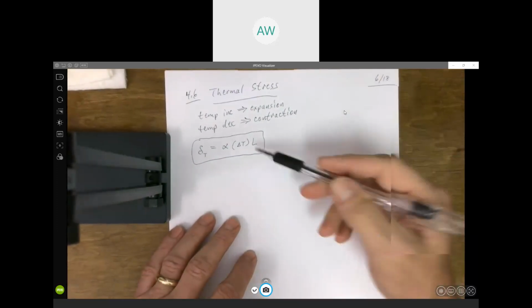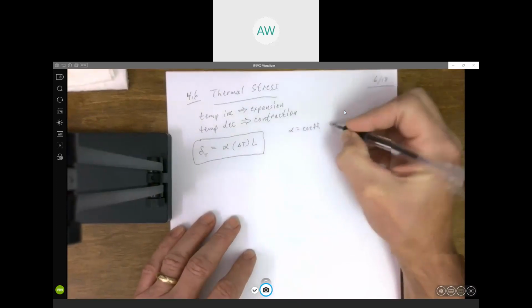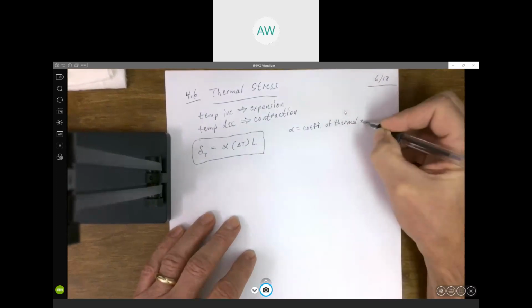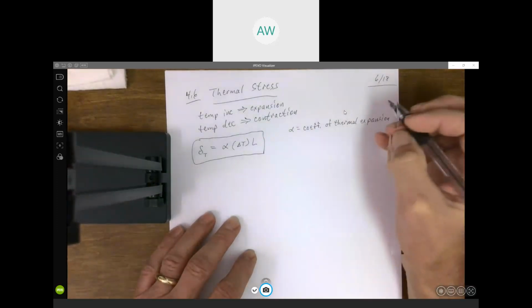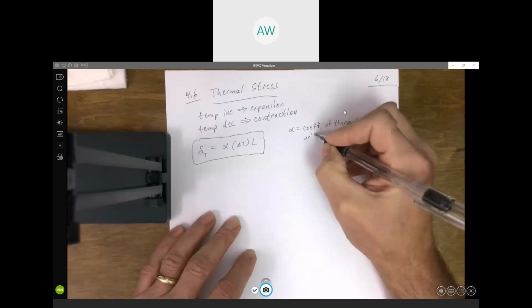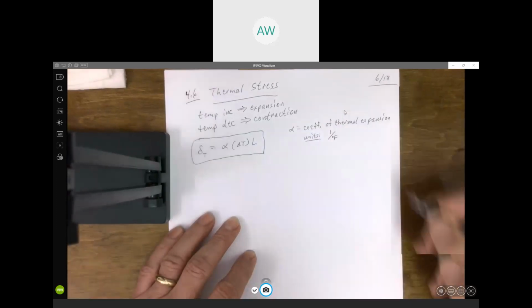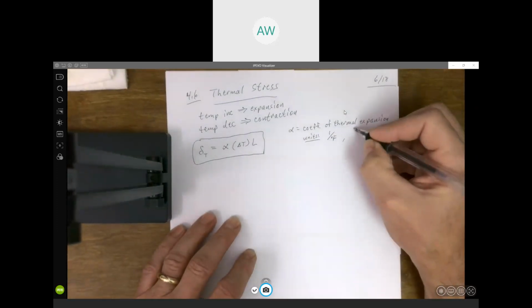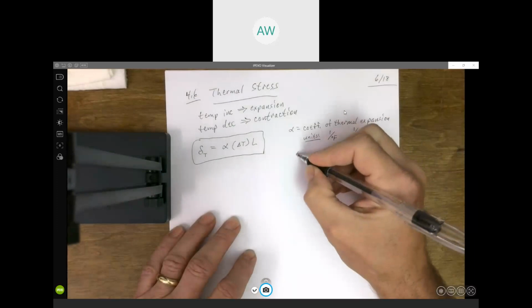Let me explain what some of these things are. Alpha is called the coefficient of thermal expansion. The units on alpha are going to be 1 over degrees Fahrenheit if we're working with English units, or 1 over degrees Celsius if we're doing SI calculations. But it is a material property.